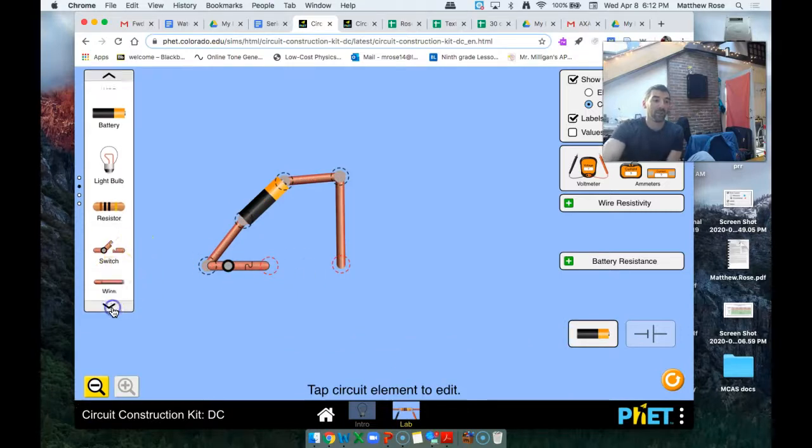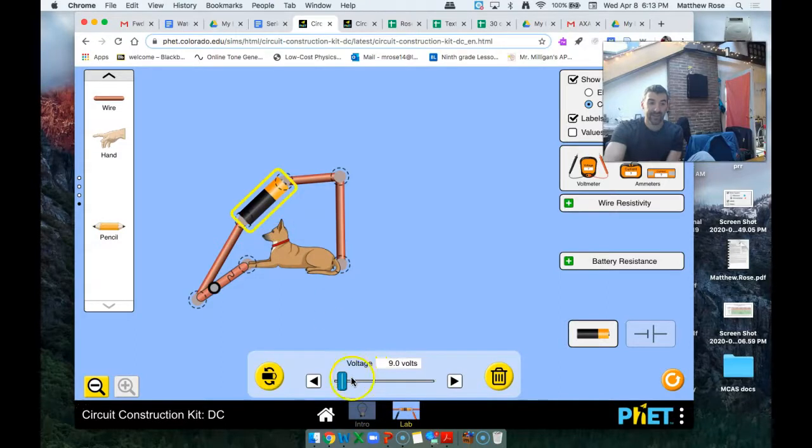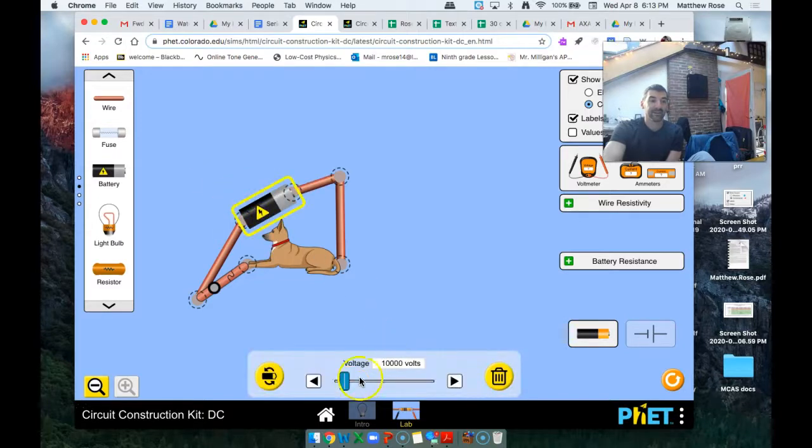If you are a morbid person and not the nicest, you can take the dog and put the dog in the middle of the circuit. But that doesn't do anything because it's a dog. Dogs have high resistance. Still doesn't do anything. I'm curious. You should not ever do this to a dog. This would be mean. What'll happen if I use this big battery? Still nothing. So we cannot electrocute the dog. So you don't even need to try.